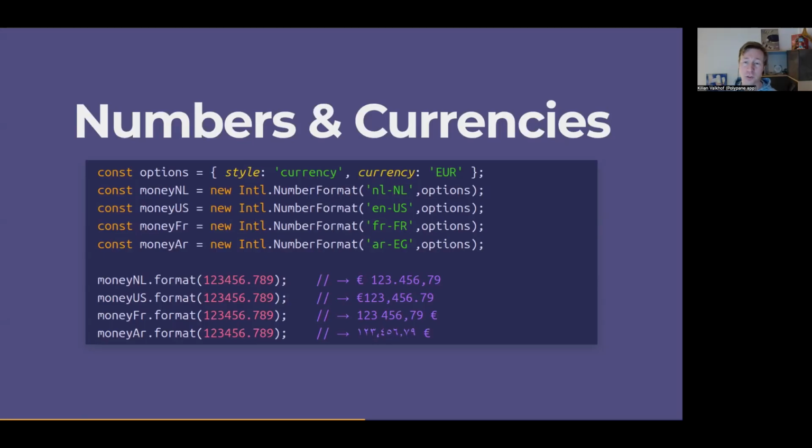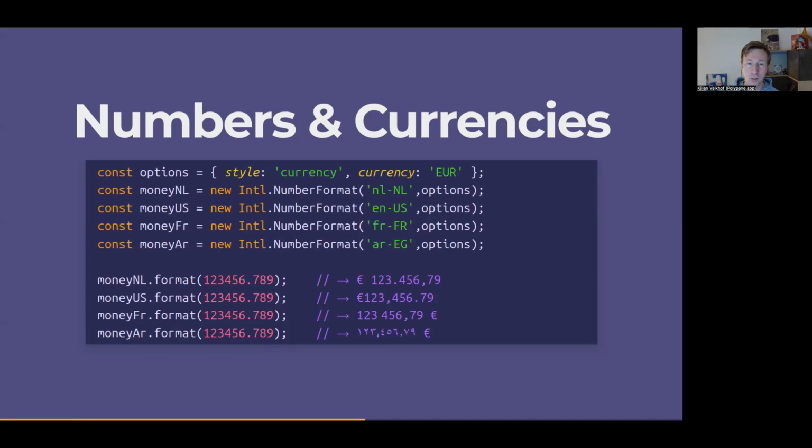Here, I'm formatting the same number as euros in 4 different locales. So I have Dutch, English, French, and Arabic. And you can see that it's not just the placement of the euro sign that changes from the front of the string to the end of the string, but also the thousands and decimal separators change. So in Dutch, we use a comma for decimals, whereas in English, they use a dot for decimals. You can see how this can get really confusing really fast if you show the wrong thing to the wrong user.